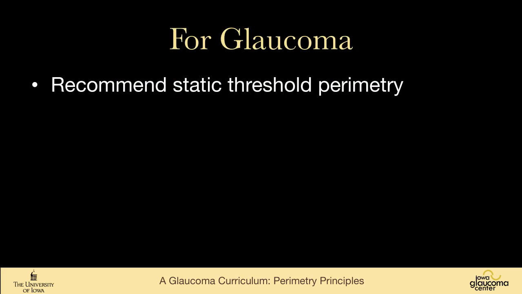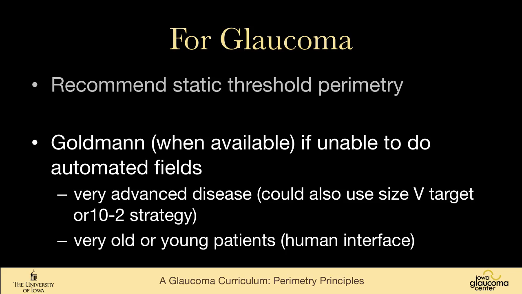I think for glaucoma, I would recommend that static threshold perimetry, white on white, is the preferred technique. Goldmann, if available, can be used if the patient's unable to do automated fields, people with very advanced disease, but you can also try using a bigger target or a smaller testing area on an automated perimeter. Or very old or very young patients sometimes do better with manual kinetic perimetry because there's a human rather than a computer interface.